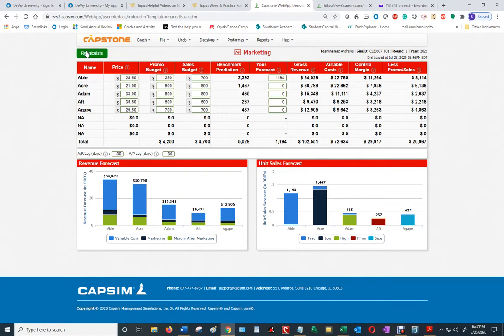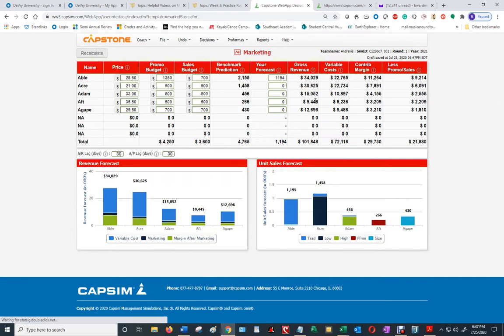And then I click on recalculate. I can see that after all these marketing expenses, I've still got a 9.2 million profit. The only thing I haven't done yet is the sales forecast. So for the sales forecast, I need to figure out what my forecast will be for my next period, my next round for Product Able.